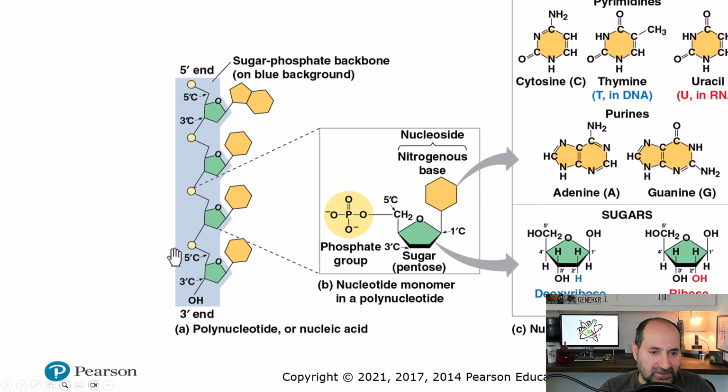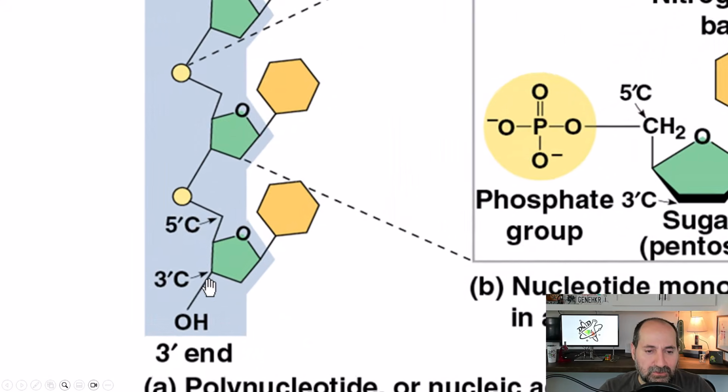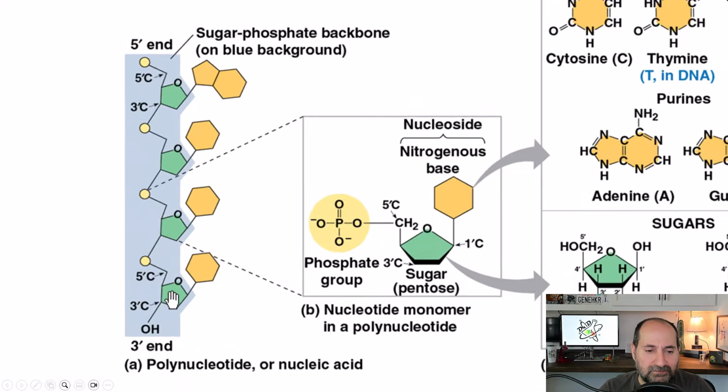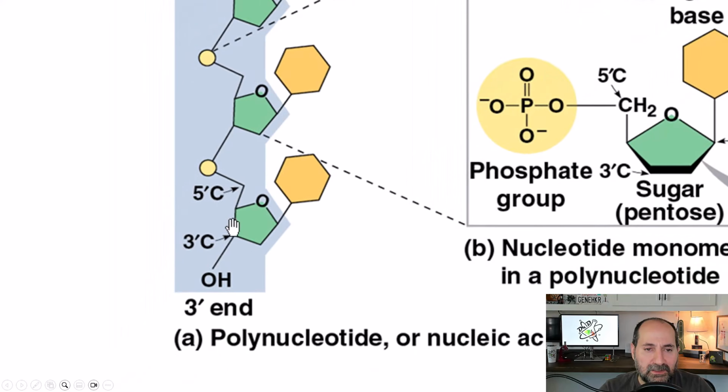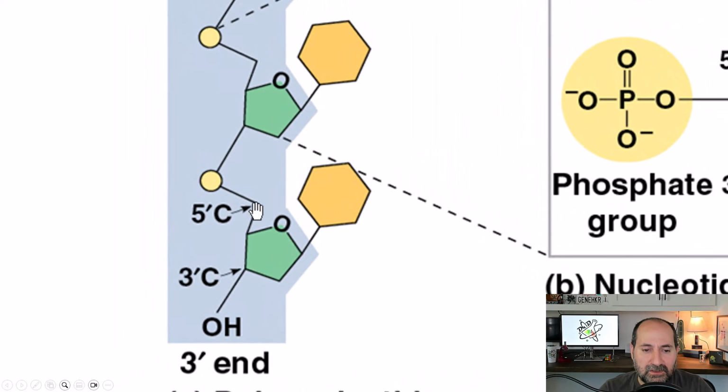And let's see how it works real quick. Let's zoom in. And I just want to show you something. So here is a nucleotide, right? You've got the nitrogenous base, you've got the pentose sugar, and you've got the phosphate group. And what did I say? This is called the 5' phosphate, right?